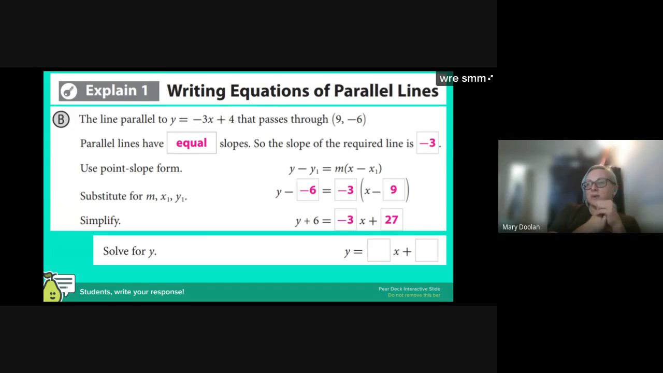Okay, last one, last part of this. We're going to solve for y. y equals, what is the final equation? There's a 6 on the left-hand side we have to get rid of. You can type the final equation for y, or you can just give me the 2 values that go in the boxes.